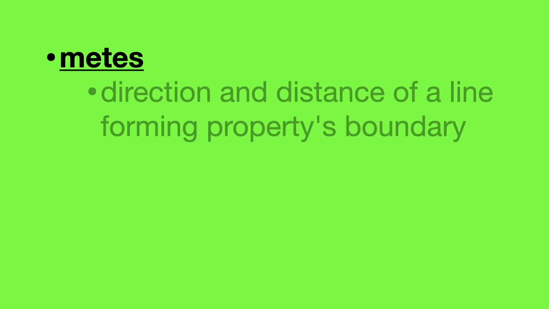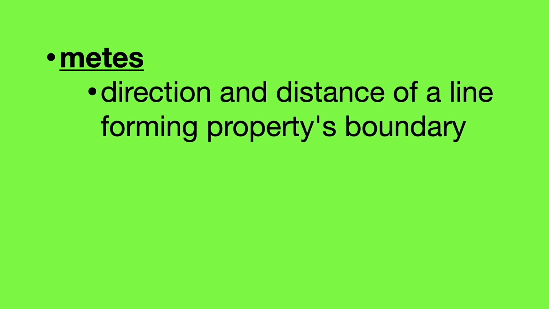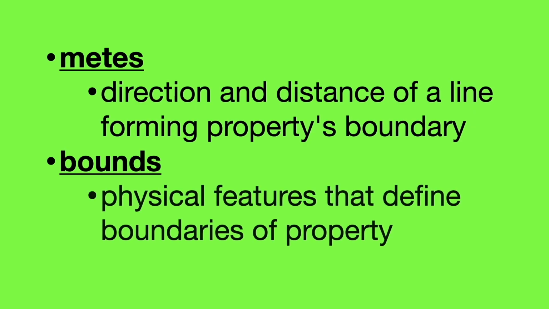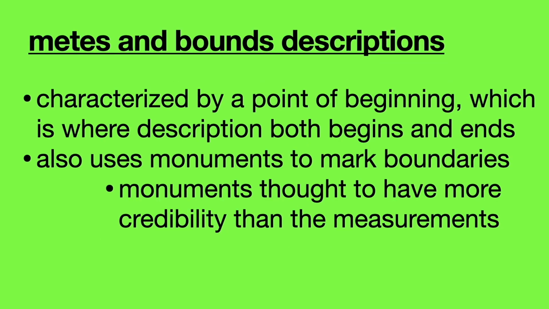Metes are the direction and distance of a line forming the property's boundary. Bounds are physical features that define the boundaries of a property. Metes and bounds descriptions are characterized by a point of beginning. This is where the description both begins and ends. It also uses monuments to mark boundaries. The monuments are thought to have more credibility than the measurements.